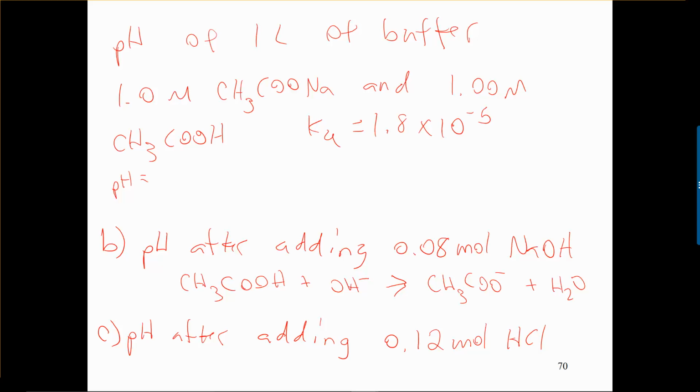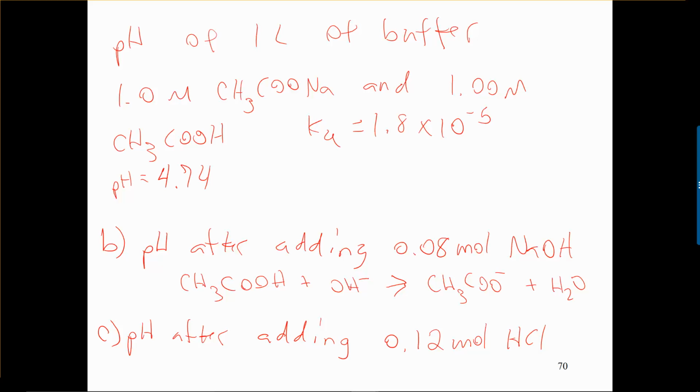Did anybody find the pH for this top one? 4.74. Good, 4.74. That was easy. pH equals the negative log of the base over the acid. The ratio becomes 1, so the log of 1 is 0, so pH equals the pKa. So I simply take the negative log of this, and I get 4.74. Because it's equal concentrations. So whenever you see that, you should know negative log of the Ka is the pH. So that should be pretty fast, simple.